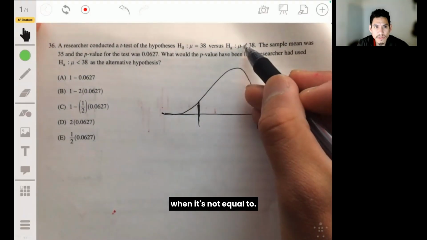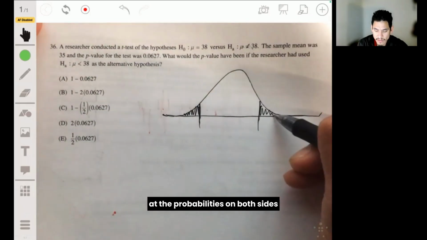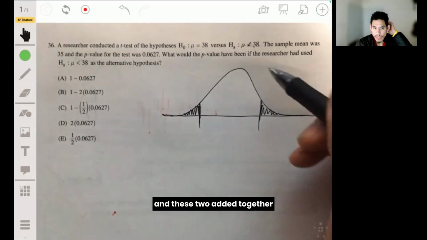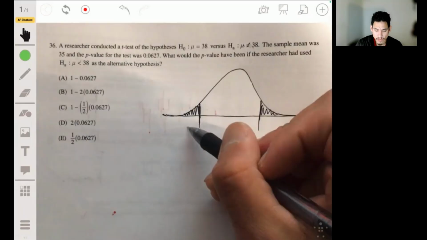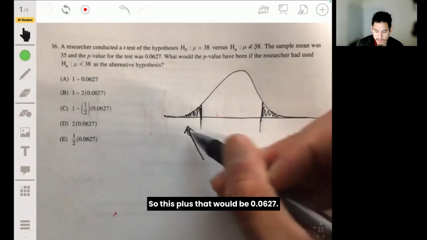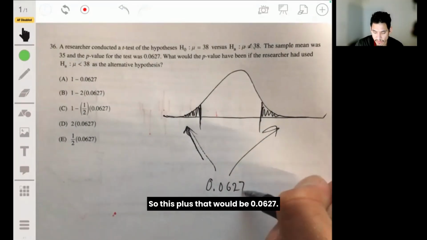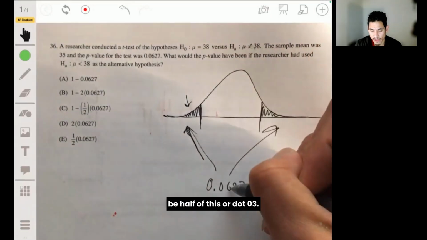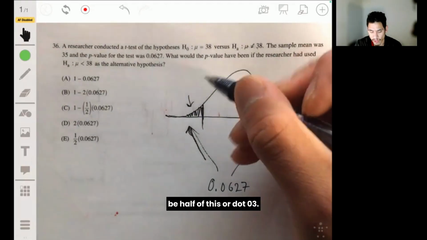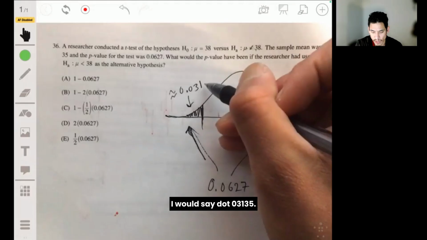When it's not equal to, we're basically going to look at the probabilities on both sides. And these two added together would be our p-value. So this plus that would be 0.0627. That means each one would be half of this, or about 0.3135.